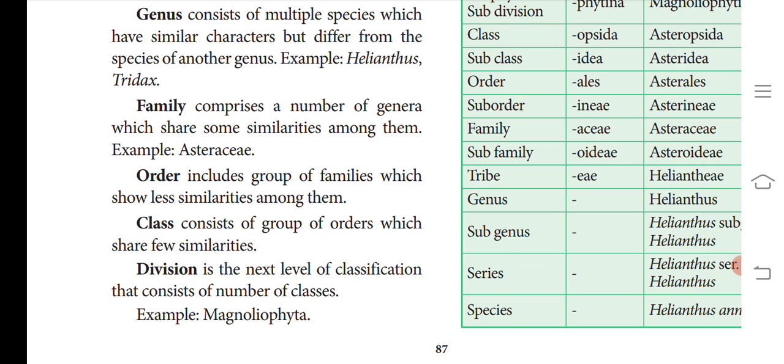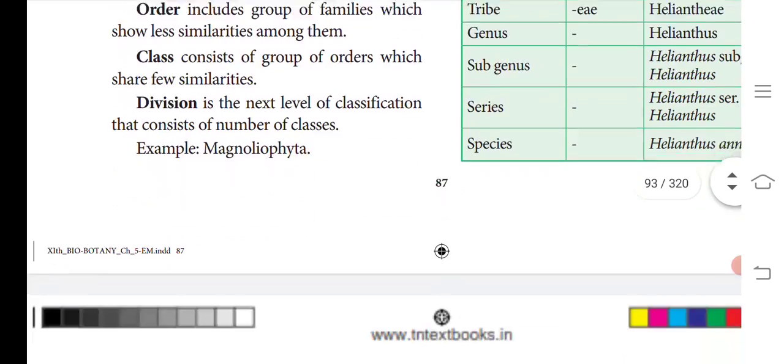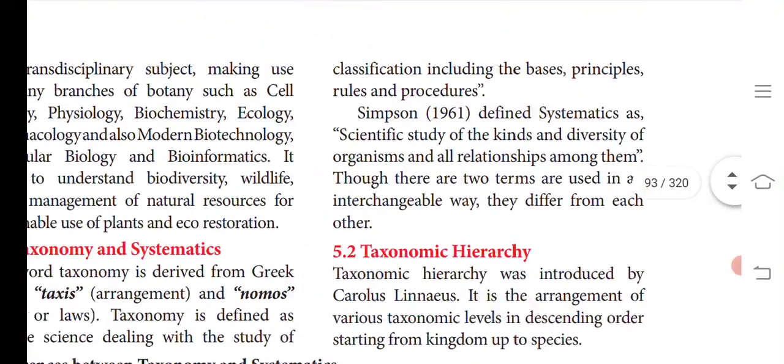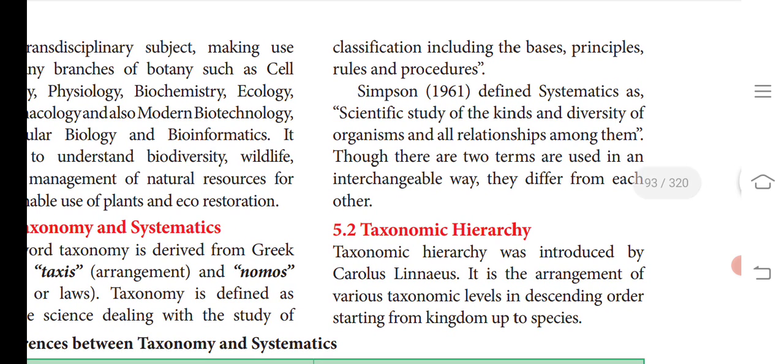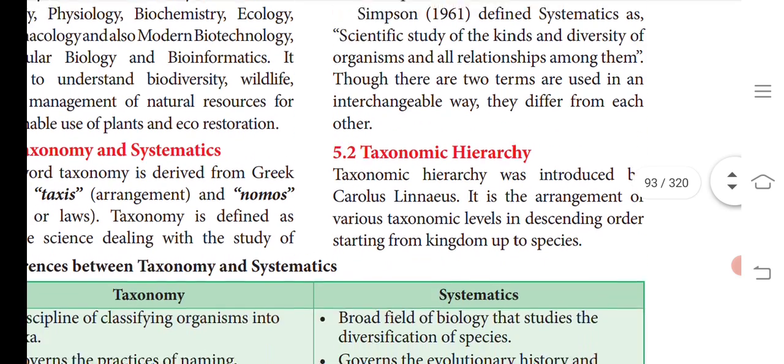So many families put together form the order, and orders together form the classes. Further it forms the division. Okay, so then you have the classification. First, the definition of systematics: it is a scientific study of the kinds and diversity of organisms and all relationships among them. That is what systematics is, as described by Simpson.